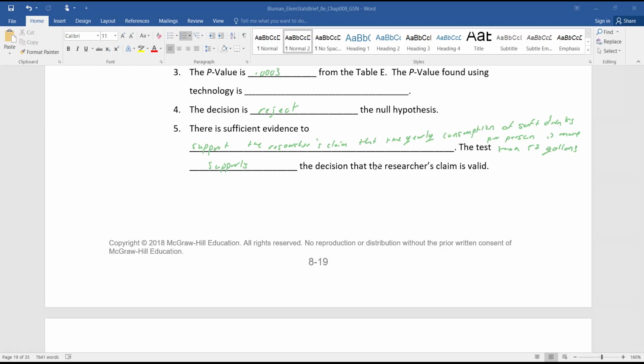All right, and that's pretty much the conclusion of this video. We'll look at the t-test when the population standard deviation is not known.